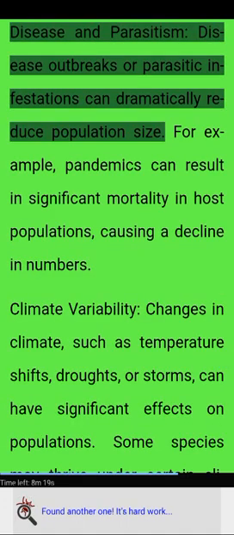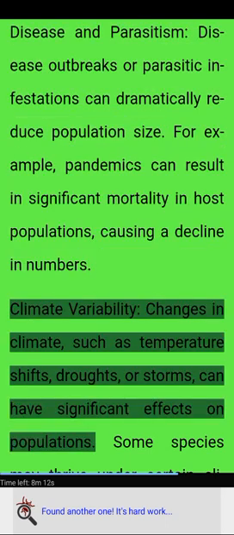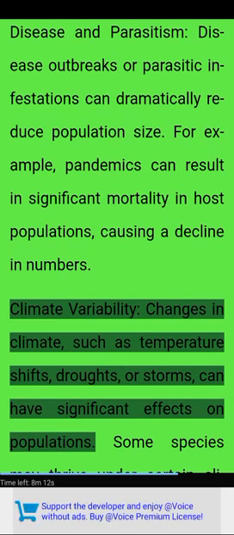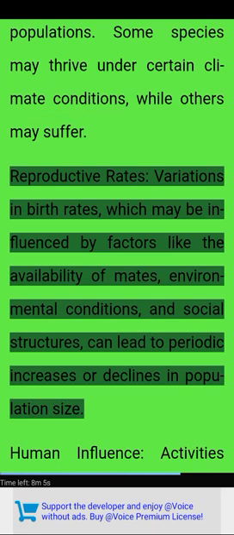Disease and parasitism. Disease outbreaks or parasitic infestations can dramatically reduce population size. For example, pandemics can result in significant mortality in host populations, causing a decline in numbers. Climate variability. Changes in climate, such as temperature shifts, droughts, or storms, can have significant effects on populations. Some species may thrive under certain climate conditions, while others may suffer. Reproductive rates. Variations in birth rates, which may be influenced by factors like the availability of mates, environmental conditions, and social structures, can lead to periodic increases or declines in population size.